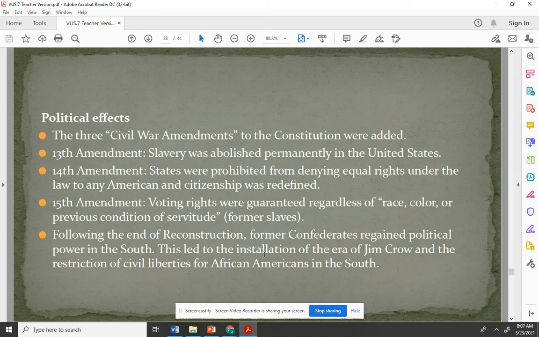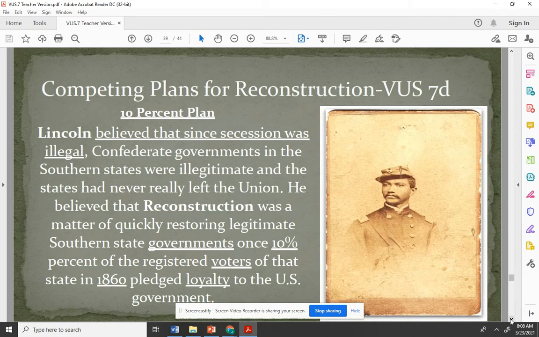The 15th Amendment gives them a voice. The 15th Amendment guaranteed voting rights regardless of race, color, or previous condition of servitude. Didn't matter who you were or what you looked like, you could vote. Now, there's going to be a ton of pushback to this. A lot of former Confederates will regain political power in the South after the Civil War. This will lead to the installation of the Jim Crow era and the restriction of civil liberties for African Americans in the South. So it's not going to be all hunky-dory, even though on paper it should be.